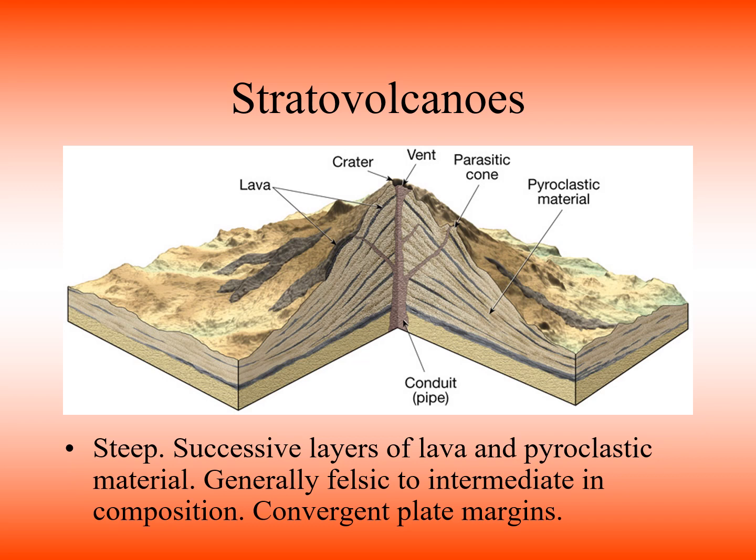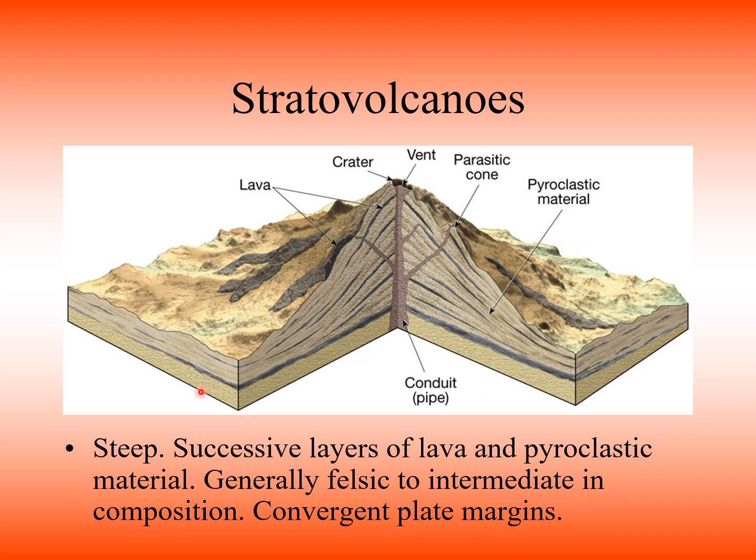Then we have stratovolcanoes. These are steep. These are made of successive layers of lava, usually rhyolitic or intermediate lavas, and then the pyroclastics that get thrown up and ejected out during the explosion that fall to the slopes here and run down. They form a lot of the volcanoes we see on the West Coast, like Mount St. Helens, Mount Hood, Mount Shasta in California, places like that. They're generally felsic to intermediate in composition, and like I said, they form generally at convergent plate margins.